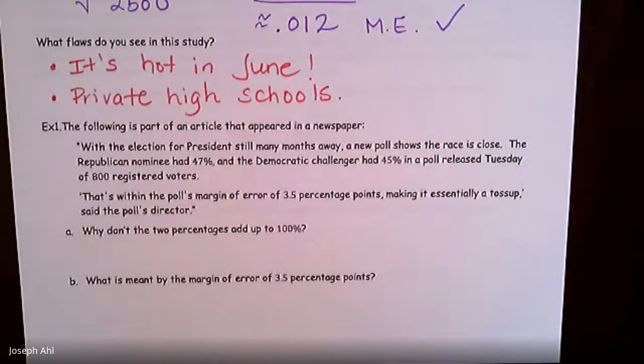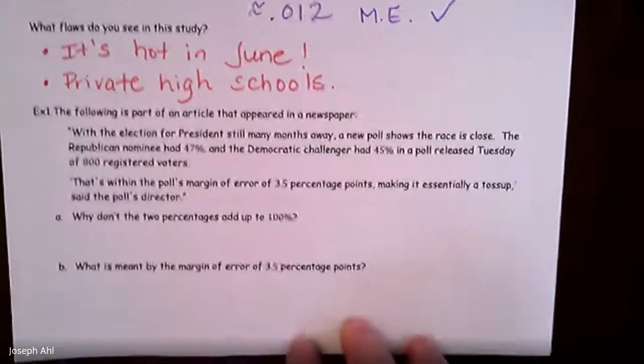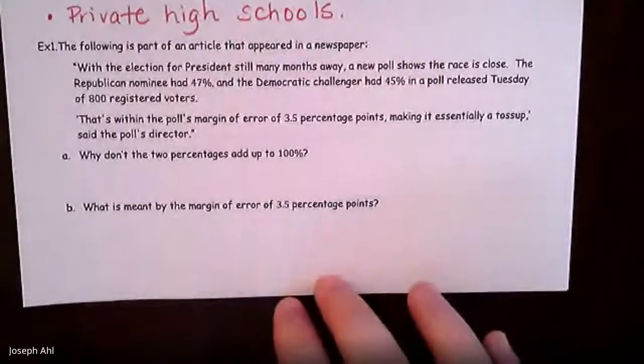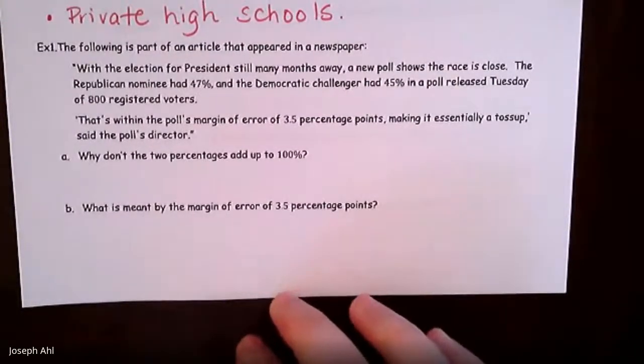So, all right, a quick jump into just some evaluation of reports here. This will be the last example that we walk through together today, and then I'll let you guys take a look at the homeworks that go with homework 9 and homework 10 here. So example 1, it says, the following is part of an article that appeared in a newspaper.